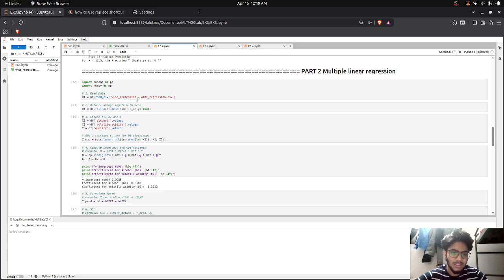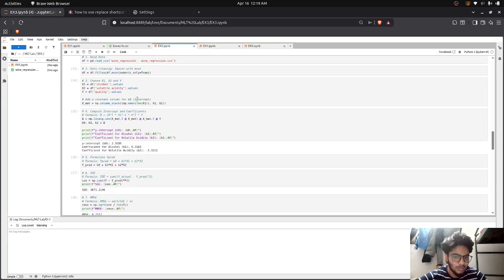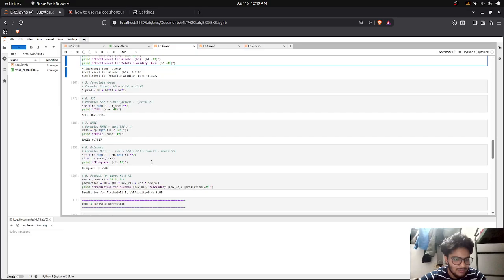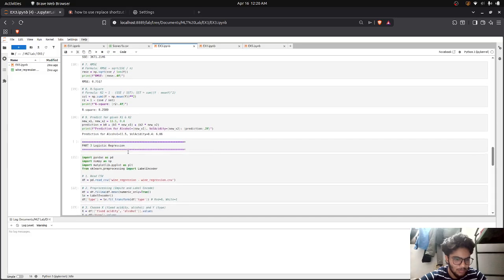Now coming to multilinear regression, the concept is that instead of one input, we are giving multiple inputs, for example alcohol and volatile acidity. We are giving equations with more than one input. We combine inputs into a matrix using the formula, and we predict the value, calculating the sum of squared error, root mean square error, and R square.